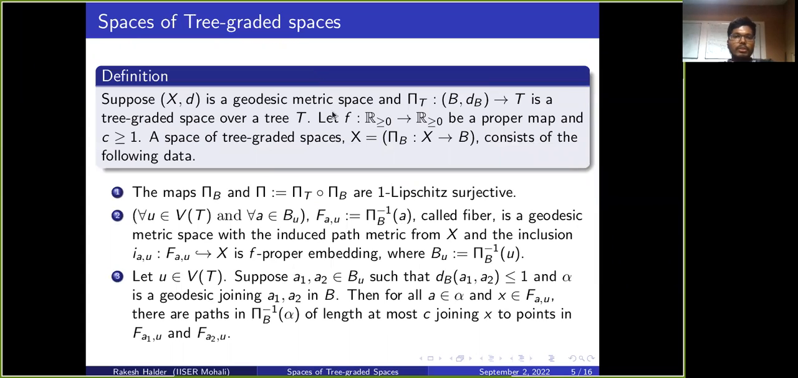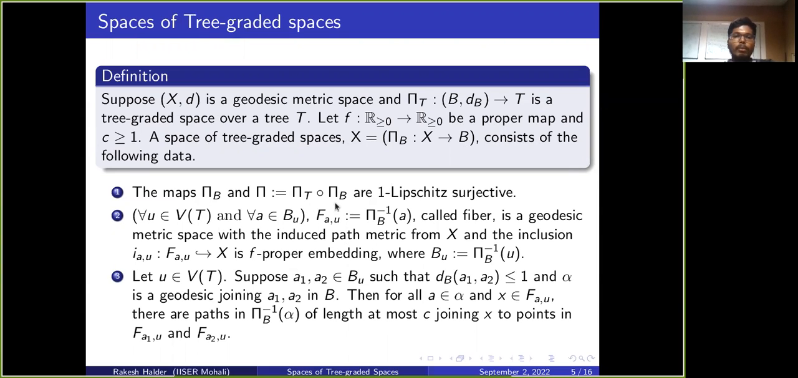So X is a geodesic metric space and B is a tripod space over a tree capital T. f is a proper map, that means the inverse image of any compact set is compact, and c is greater than or equal to 1. A space of tripod spaces, script X, with some map pi_B from X to B, consists of the following data.